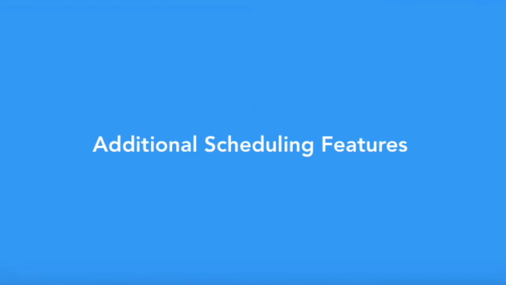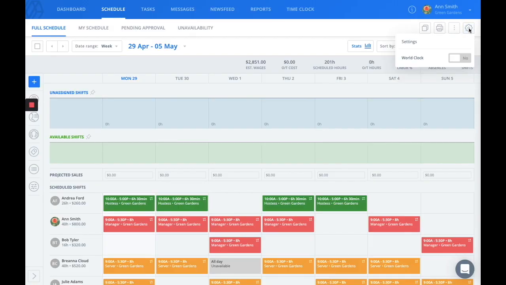I'd also like to draw your attention to the upper right-hand corner of the schedule. This is where you'll find additional options like the world clock, which, when turned on, allows each user to see the schedule according to their local time, which is great for companies that schedule across different time zones. It's important to mention here that each user has to turn their own world clock on if they want to see their schedule in their local time.